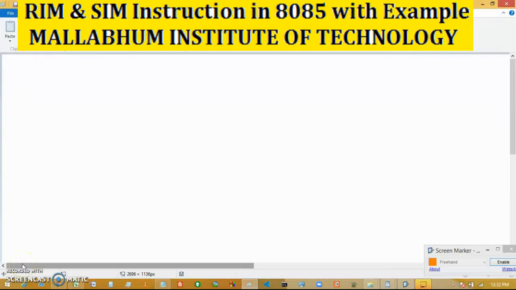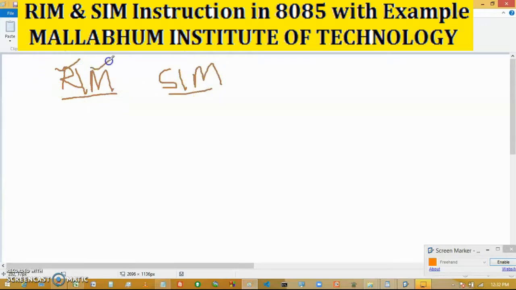Hello friends, today we will discuss the two basic interrupt related instructions in the microprocessor. First one is RIM and second one is SIM. The full form of RIM is Read Interrupt Mask and the full form of SIM is Set Interrupt Mask.